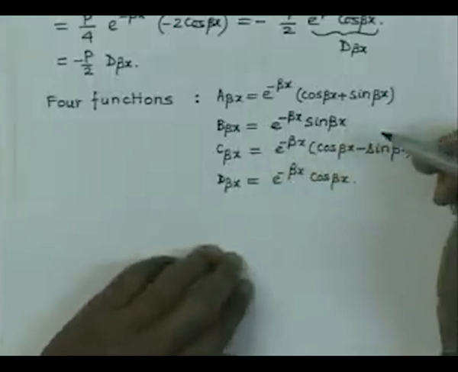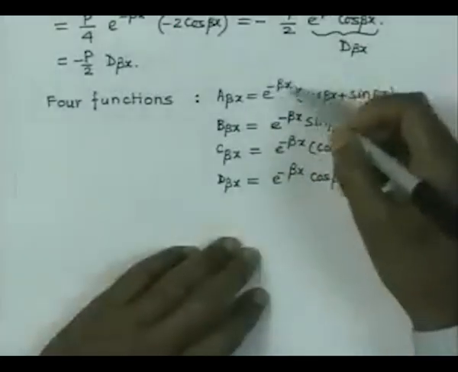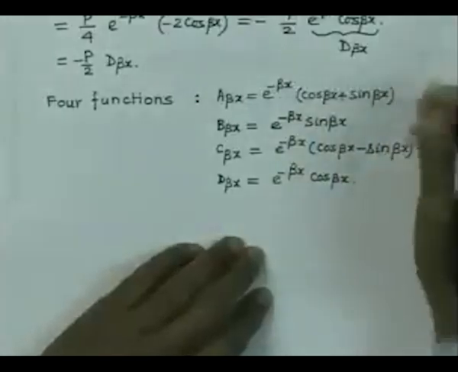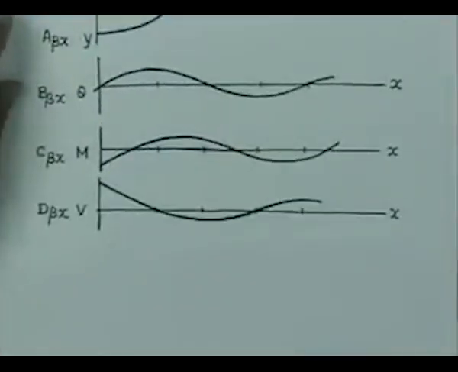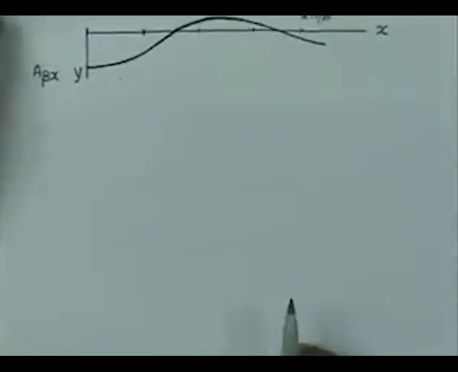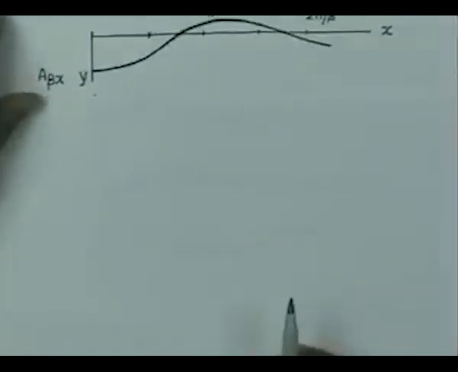Mathematical tables are available wherein the values of all these functions are given in terms of beta x. Now, these functions will give us some idea, if we look into them, about the variation of the deflection, slope, bending moment and shear force. So, you see that these functions are oscillatory and the amplitude of the function gradually reduces.